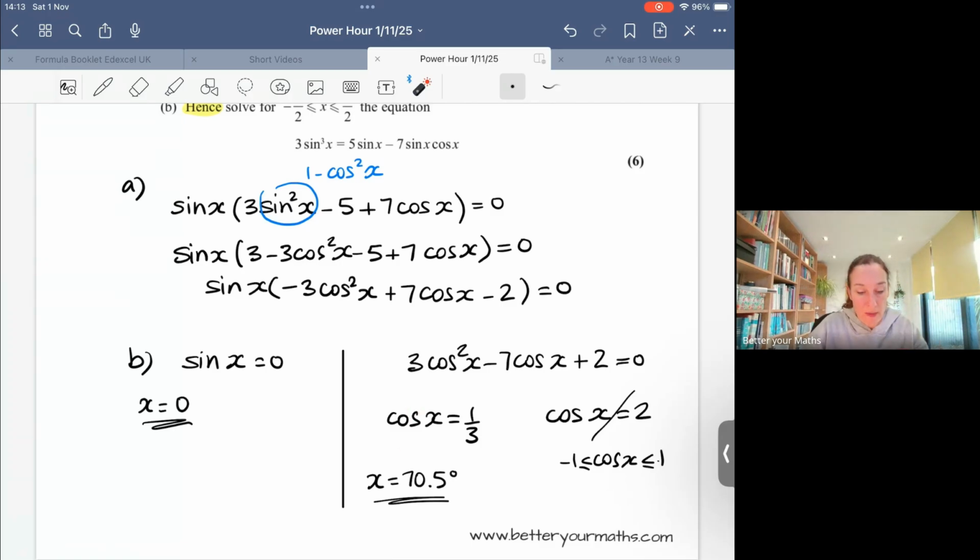If you put your calculator in radians, let me put my calculator in radians. When you do cos -1 of 1/3, you get 1.23. And that's what you would write. So instead of 70.5 degrees, you could write 1.23 radians, or 1.2 if you round to 1 decimal place.